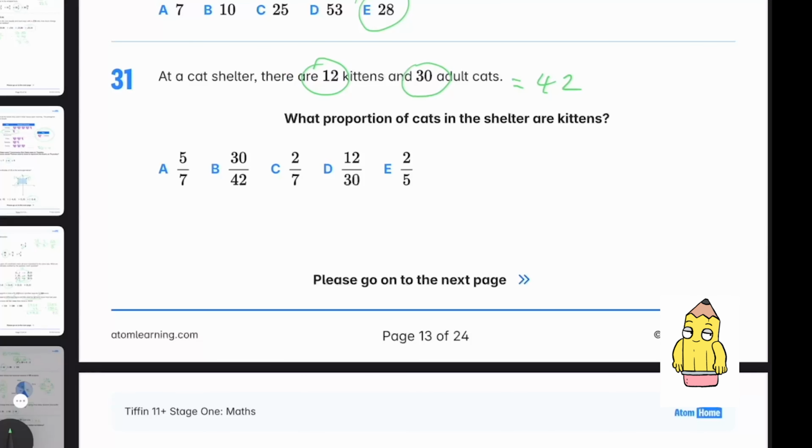So there's 12 kittens, and that is our numerator out of 42. So we know we've got 12 out of 42, which is the same as 2 over 7 if we divide by 6. So 2 over 7 of the cats are kittens.